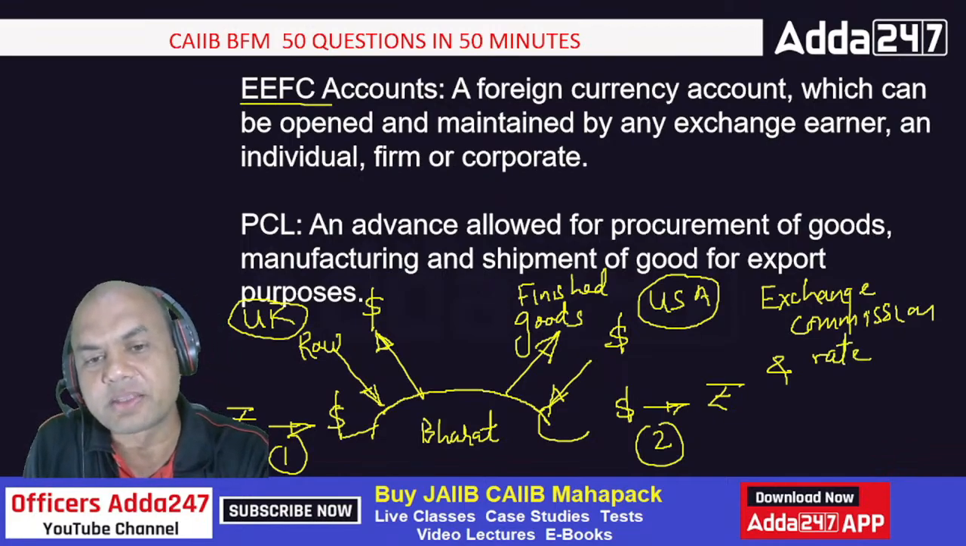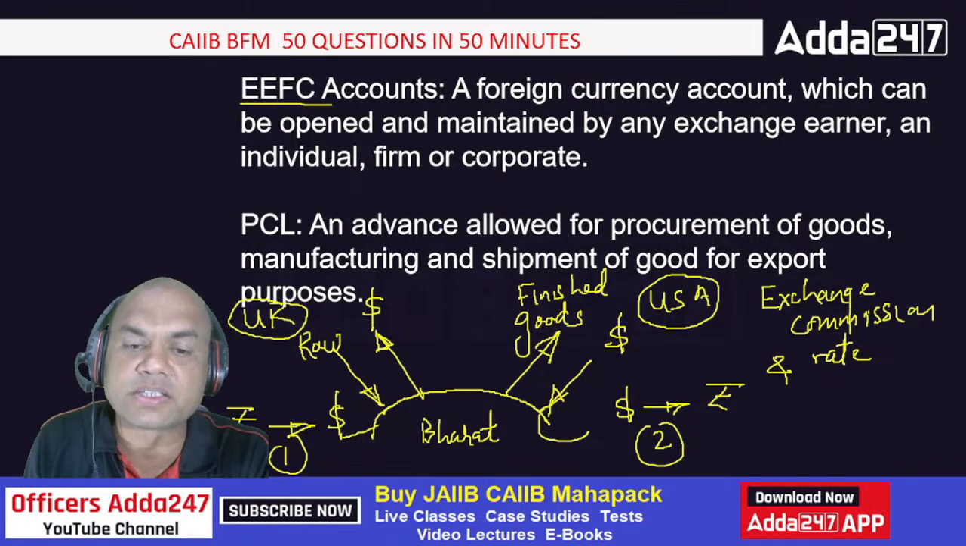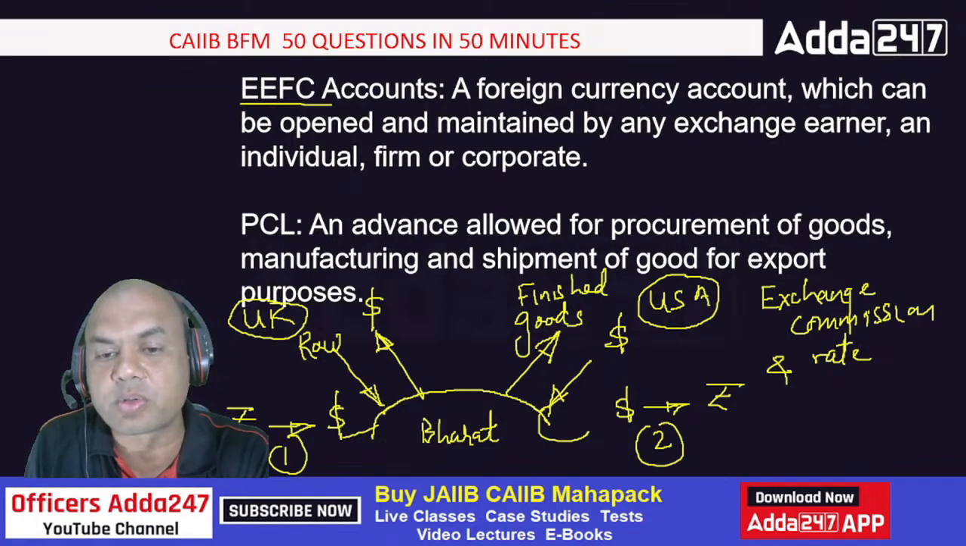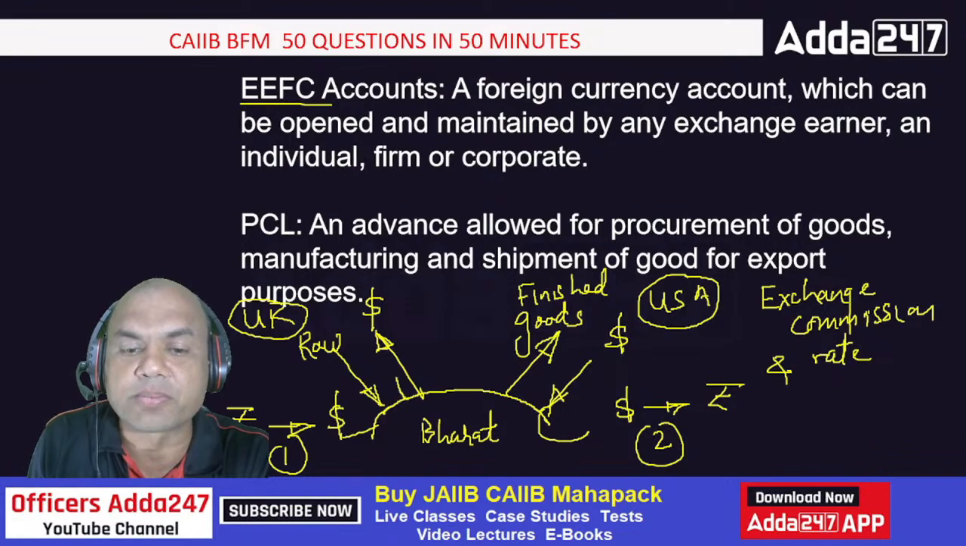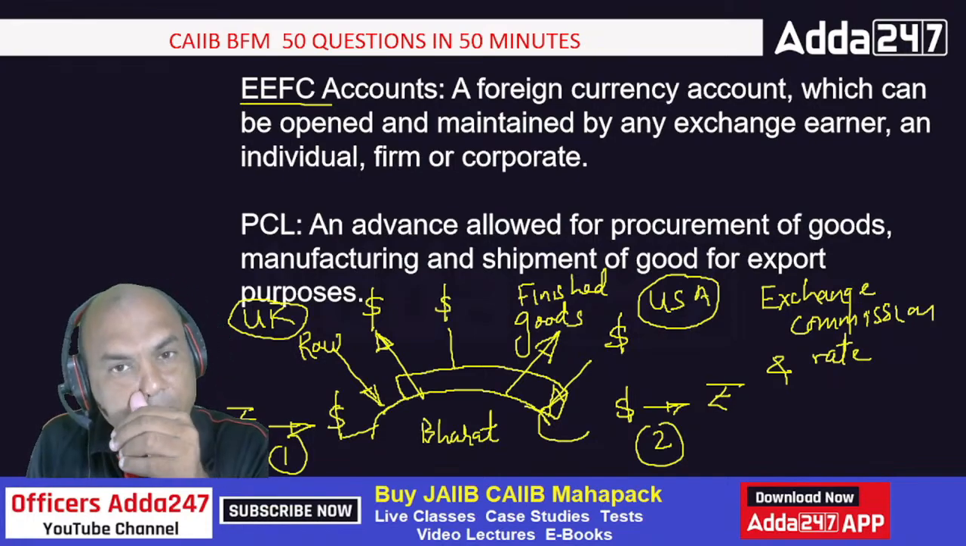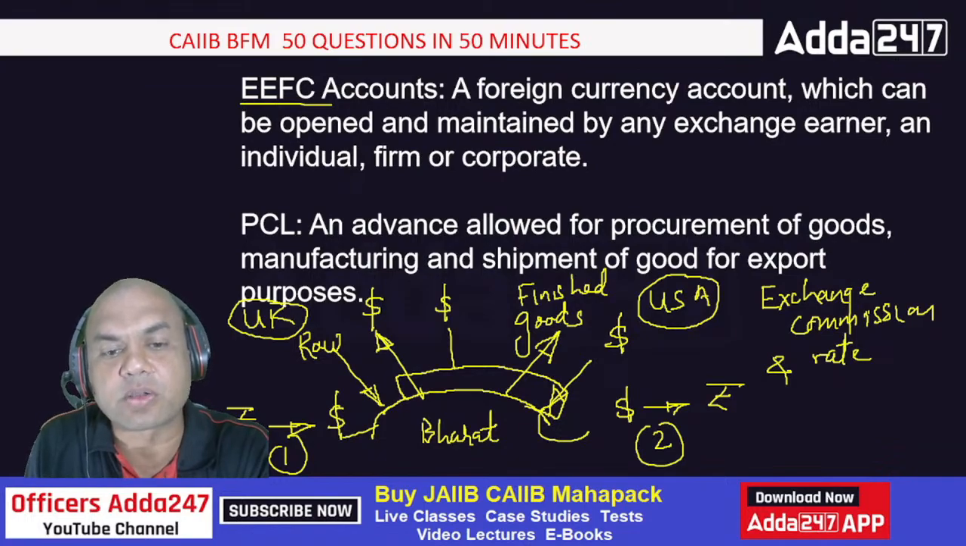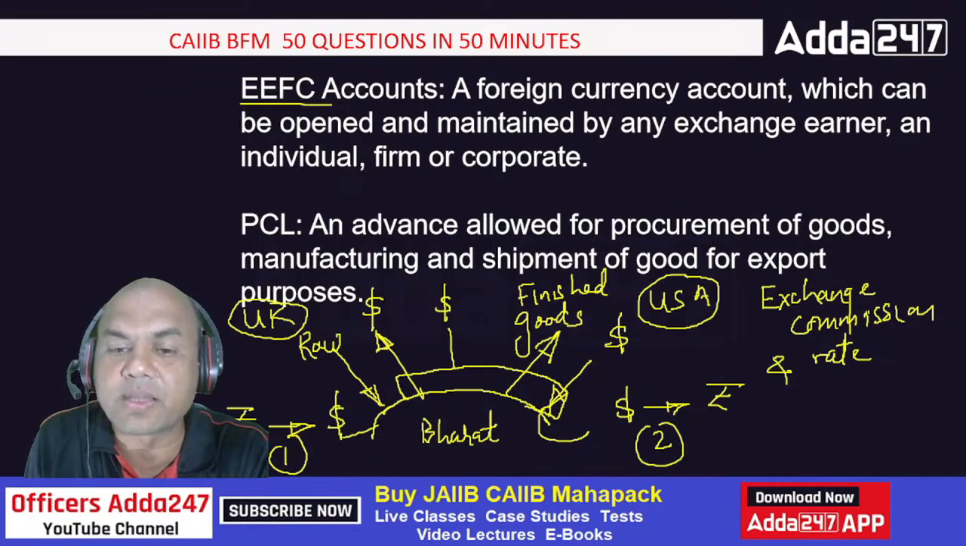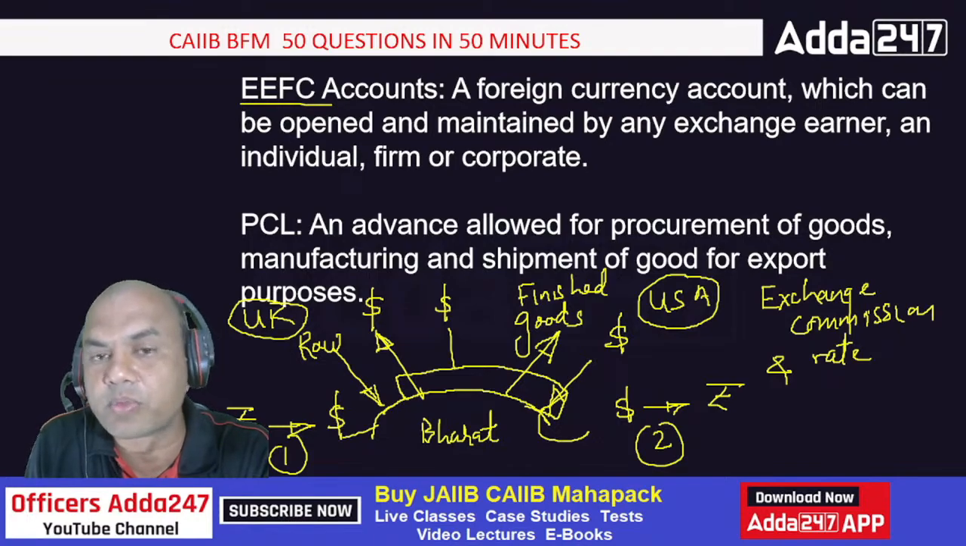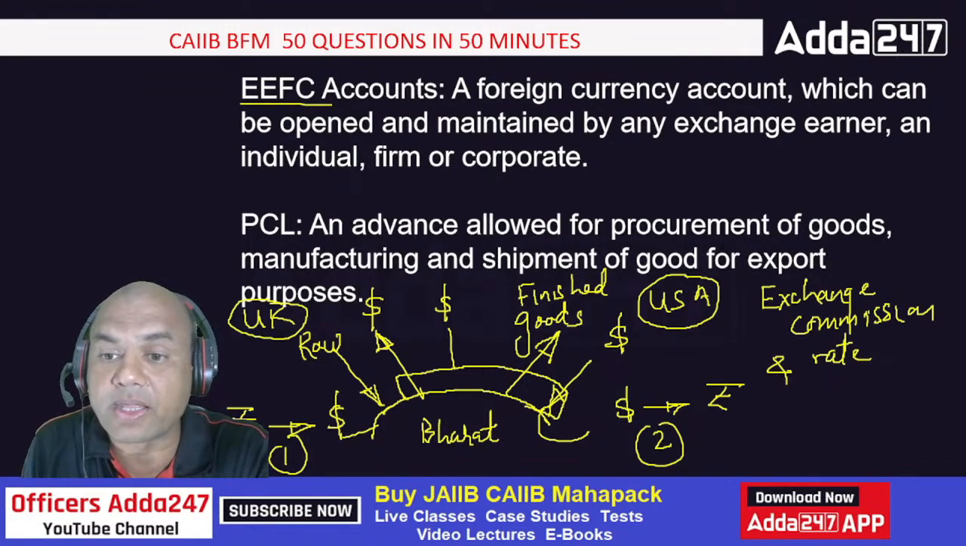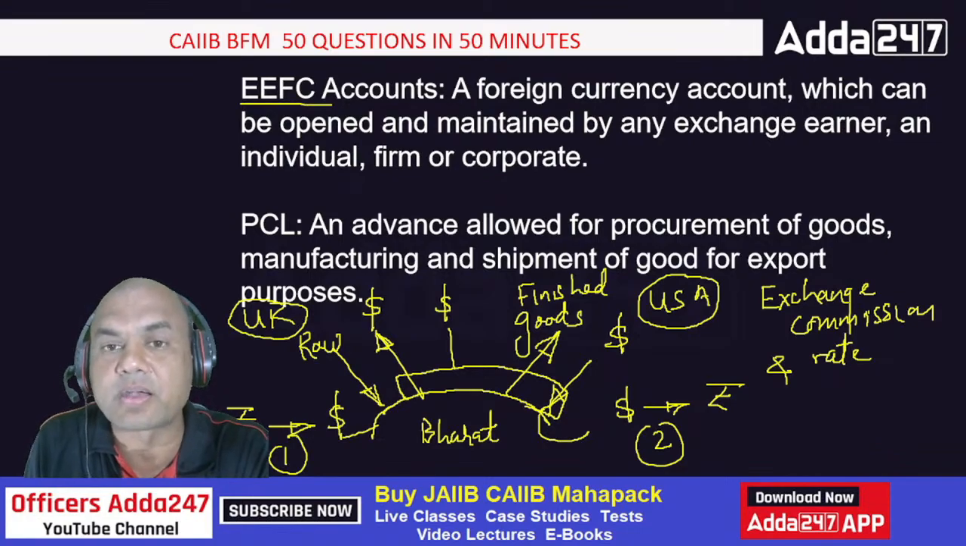Suppose instead of converting rupee to dollar and dollar to rupee, I make a buffer, a separate account, which is in dollars only. Whenever I purchase raw material, I'll pay from these dollars. Whenever I sell the finished goods, I'll get dollars and keep them in dollars only. No conversion will happen, so 1 and 2 are both removed. So what am I earning? My exchange commission and rate, both the things. That is basically the EEFC account.